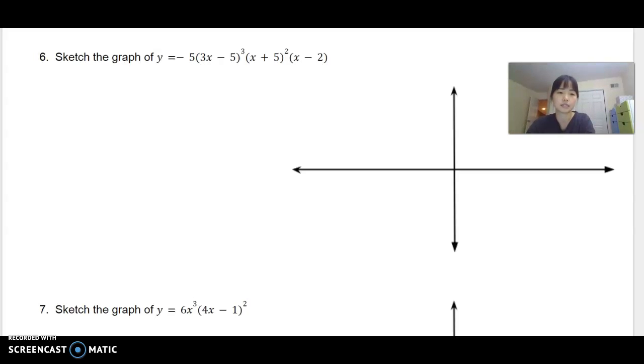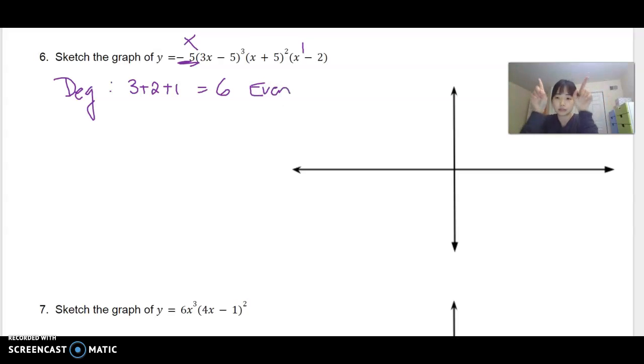Number 6. Let's see. What is the degree? 3 plus 2 plus 1. This 5 does not count because there's no x. Okay? So that is 6. It's even, so even or even, but it has a negative. It's even negative, so these are going to go down at the end.